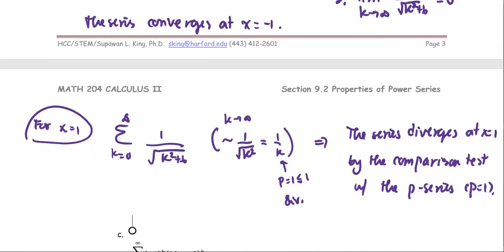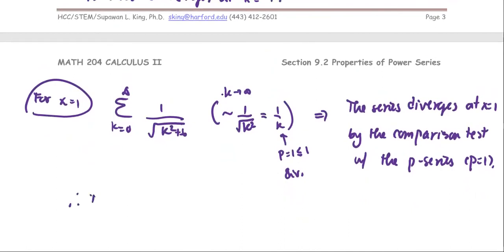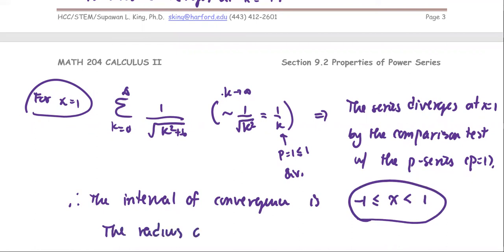So then we can say that the interval of convergence is negative 1 less than or equal to x strictly less than positive 1, with the radius of convergence r equals 1.